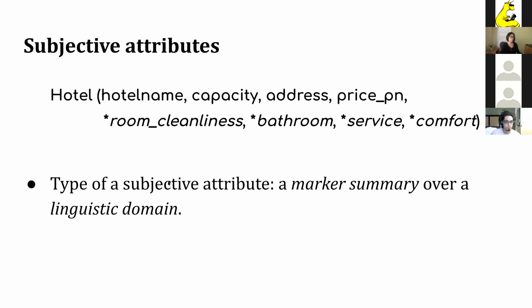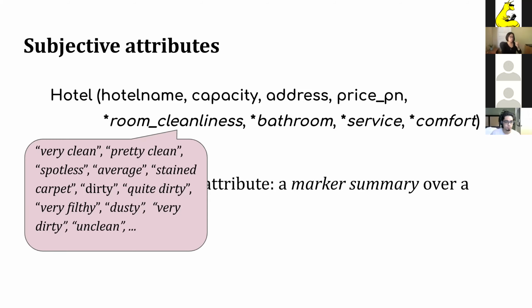Let me give you one example here. For the hotel's example, this is an example of a subjective relation schema. You see hotel name, capacity, address, and price per night. These are all objective attributes. And the last four attributes are the subjective attributes, right? For every subjective attribute, the type is a marker summary, and I'll explain this more in a bit. Every subjective attribute is associated with what we call a linguistic domain, which is a set of phrases, what we call linguistic variations.